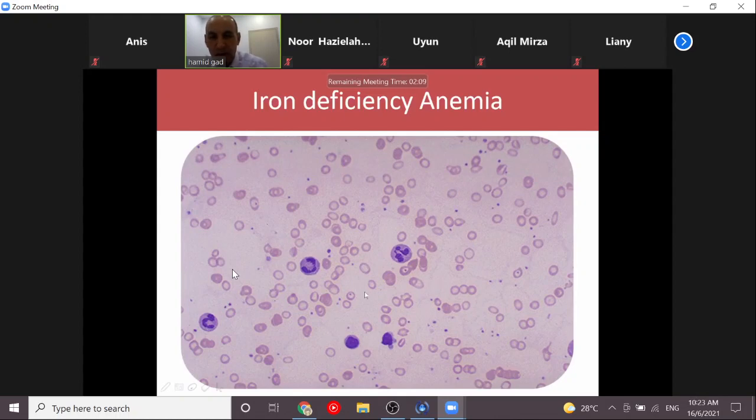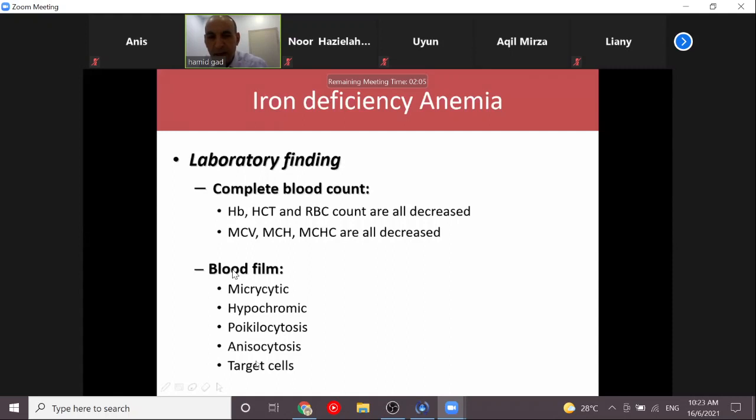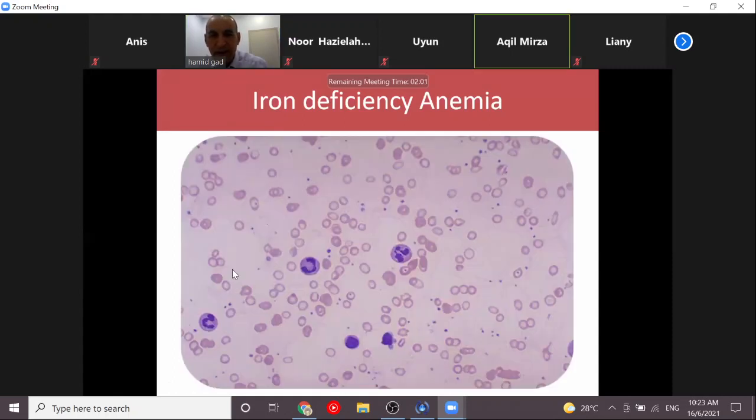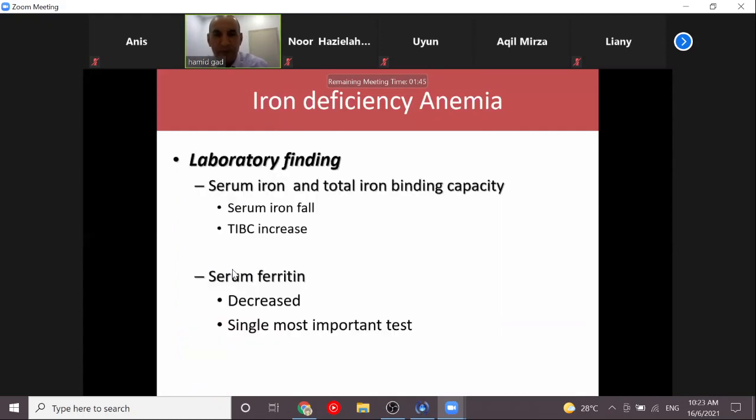And target cells, do you know target cells? You know target cell, what that means? Like a target. Yes, there is a dot inside. I will give you in the practical session. I don't know if you can see it. In the central pallor, you can find another dot inside. This is called target cells.